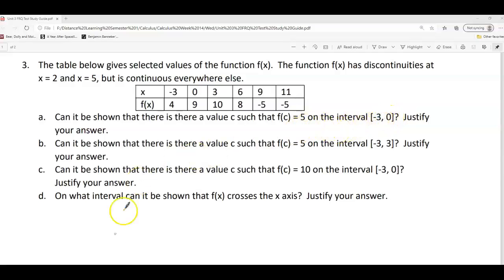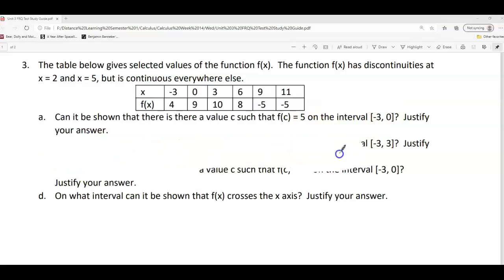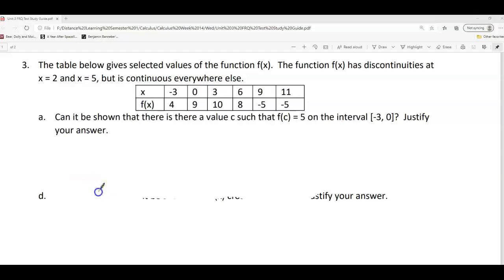All right, well, we've been here before, right? This looks a little bit different this time because we're using a table instead of an equation. So let's see if we can figure out how to do this. So when you're doing this, the first thing you want to do is make sure that it is continuous.